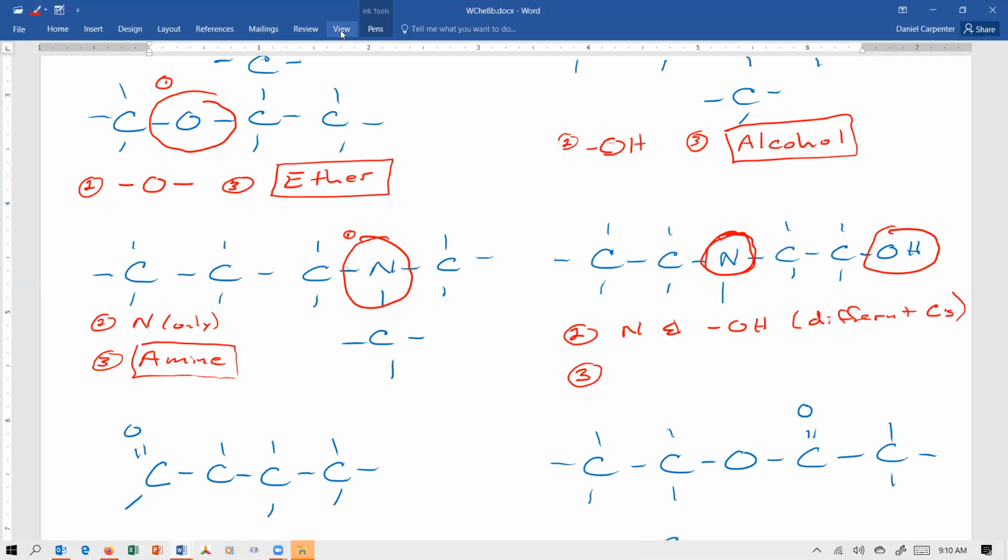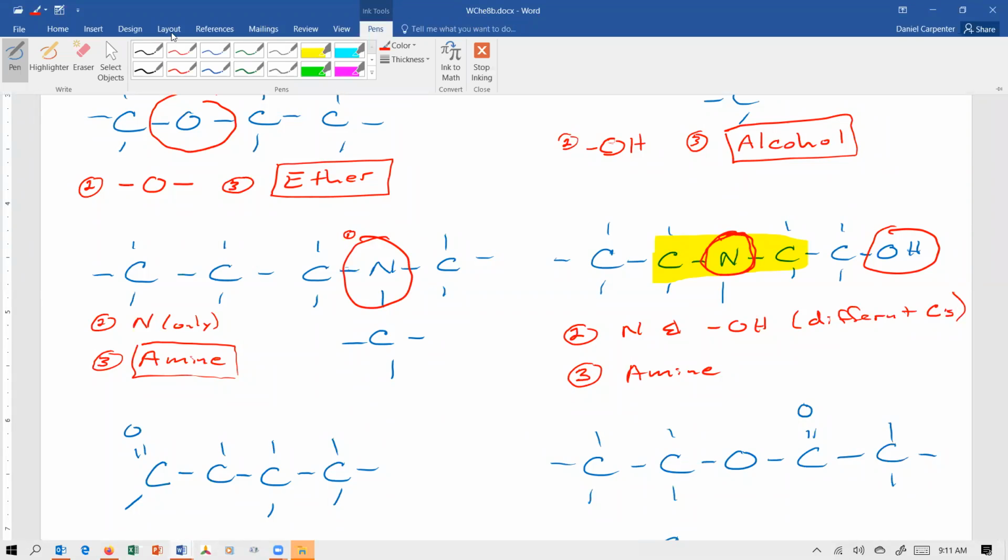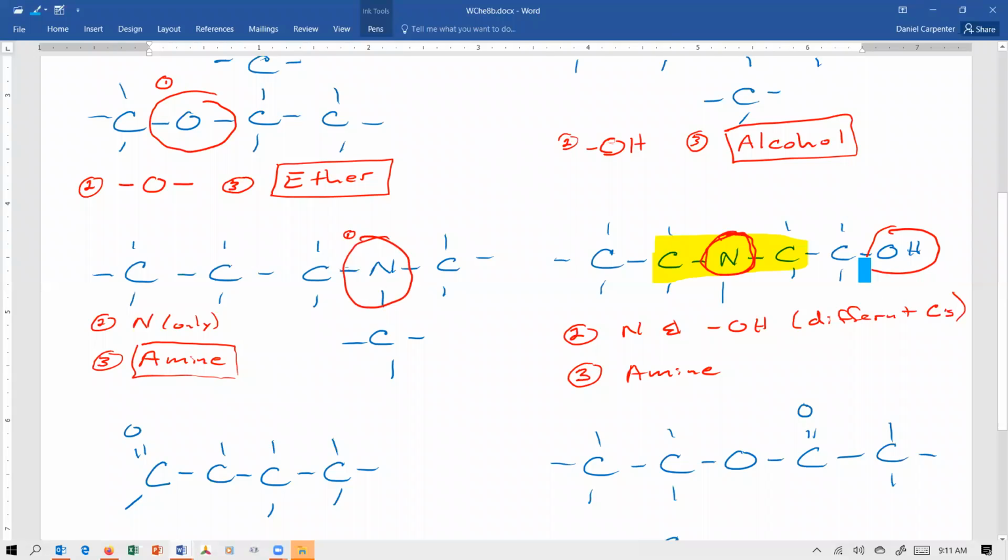So the N is on, there's the N and the carbons it's attached to. There's nothing else right there. So that makes this an amine, and here's the C. There's the C and the OH that it's attached to, and it's completely different. So that makes this an amine for the part that's circled or highlighted in yellow, and an alcohol for the part that's highlighted in blue. So this one is actually two things.